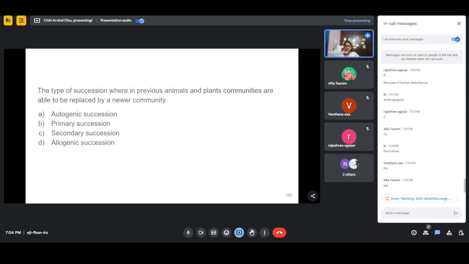Anyone has an idea of what is allogenic succession and autogenic succession? Any ideas? Allogenic and autogenic succession? No? Yes? You can take a guess also.